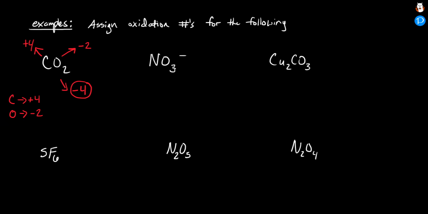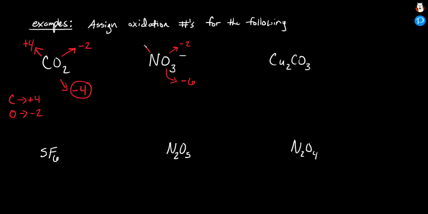Let's take a look at this one. NO3, now this is a polyatomic ion. So that means all my oxidation states need to add up to give me an overall charge of -1. So once again, I see oxygen is the first thing here, so I know I'm going to right away assign it as -2. Now let's do the total again, because I've got 3 oxygens. So -2, and I've got 3 of those, so that's a total of -6 coming from those 3 oxygens.